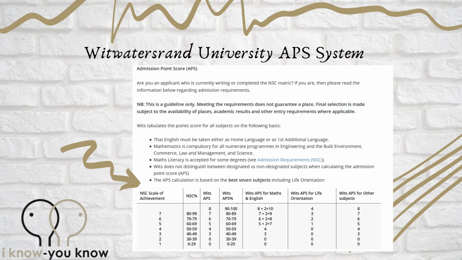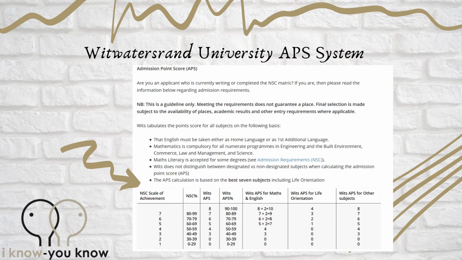Then life orientation, you'll see if you get 0 to 59% for life orientation, it's 0 on the Wits APS scale. So you don't get any point for life orientation if you didn't get above 59%. Then if you start getting 60 to 69, you get a 1, 70 to 79 a 2, and so forth, 90 to 100 being a point of 4.